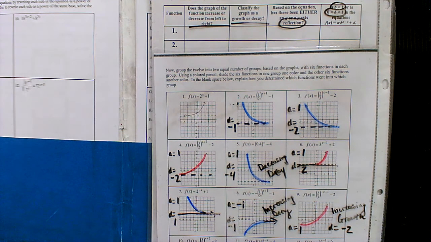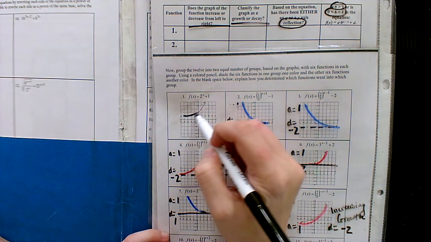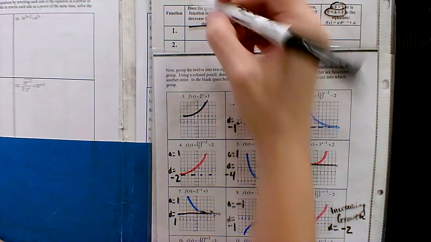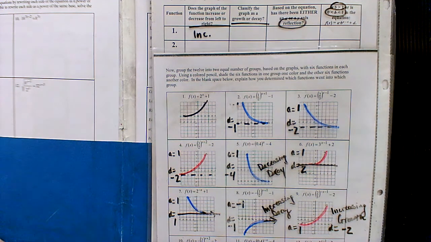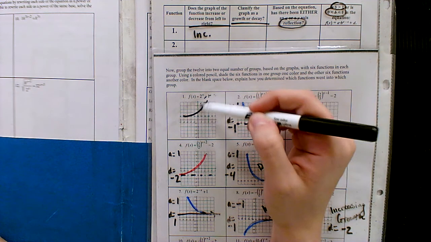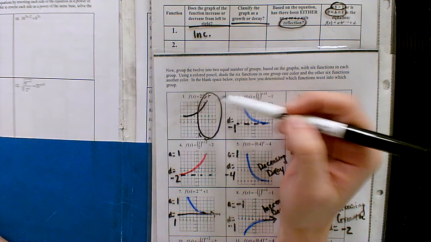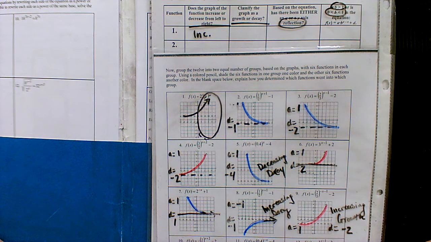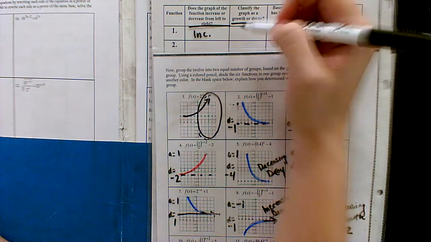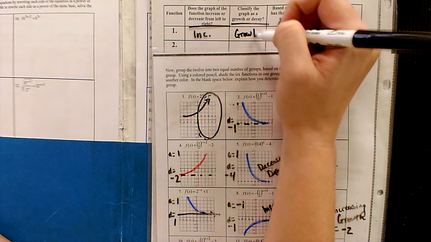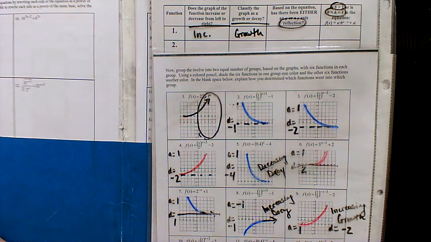If we look at number 1, maybe I'll erase some of my markings. As you trace the graph, notice how your pencil is going up the entire time, so we can classify that as increasing. If you look at the graph even more, notice how on the right-hand side, the graph is going away from the horizontal asymptote. So that's our classification of growth. So we would say number 1 is an increasing growth exponential function.